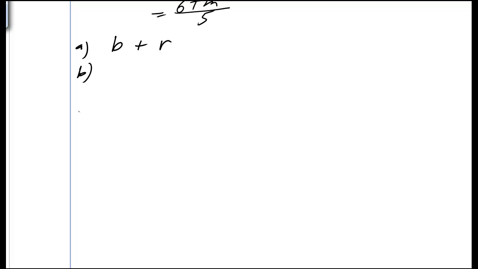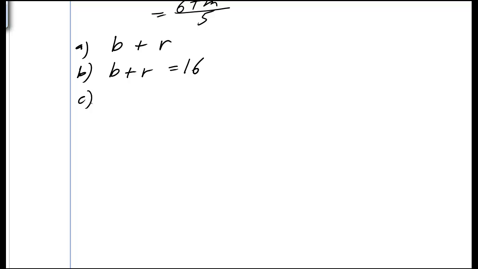For part B, if Pete's got 16 pens to start with, write an equation to show this information. Now, an equation has got an equal sign. So in other words, the total number of pens that Pete's got is actually 16. So that means the number of blue pens plus the number of red pens equals 16. So there we go. There's an equation that shows that.